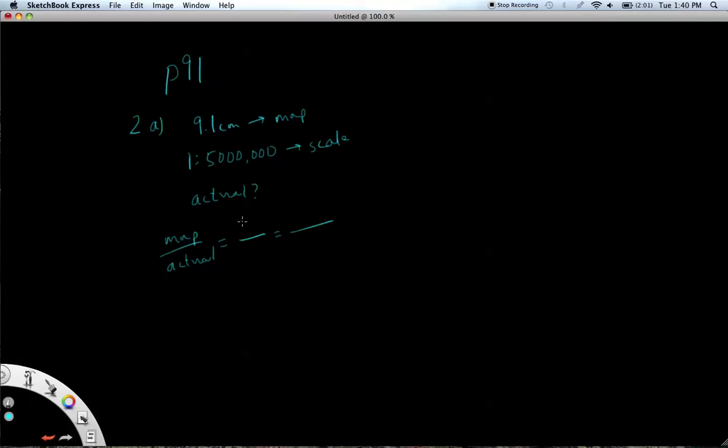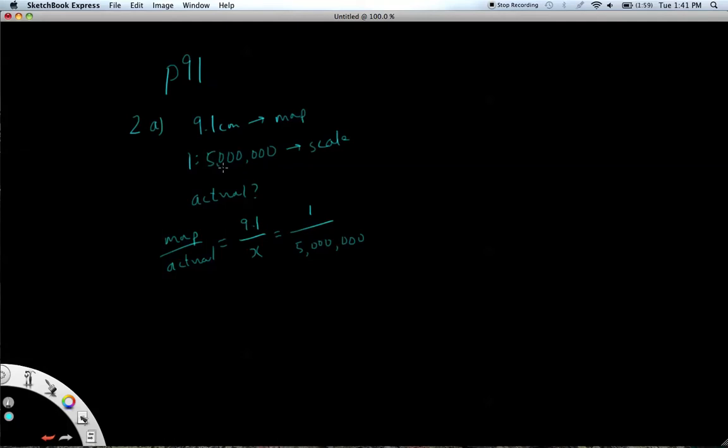So the question tells us the map distance is 9.1. And then the actual distance, well, I don't know, so let's use x as the variable. And the scale tells me that it's 1 to 5 million. Since it makes sense that the map is smaller, I'm going to put 1 as the map, and then 5 million as the actual distance.